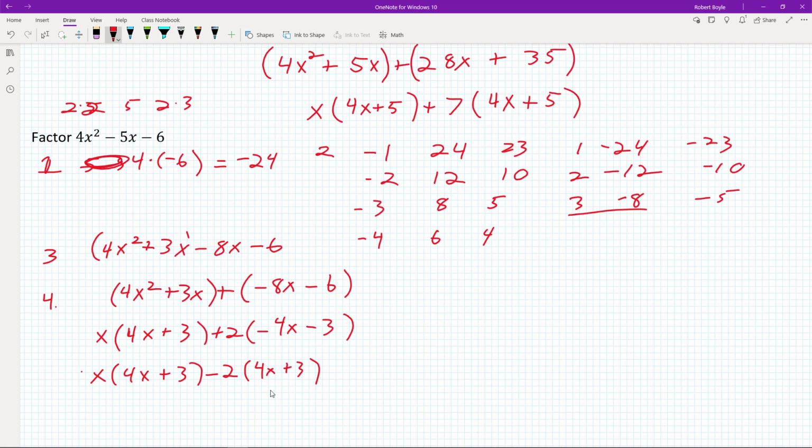Now I have a common binomial factor, and I can now factor out the common binomial term. And if I do, I will have 4x plus 3 times x minus 2.